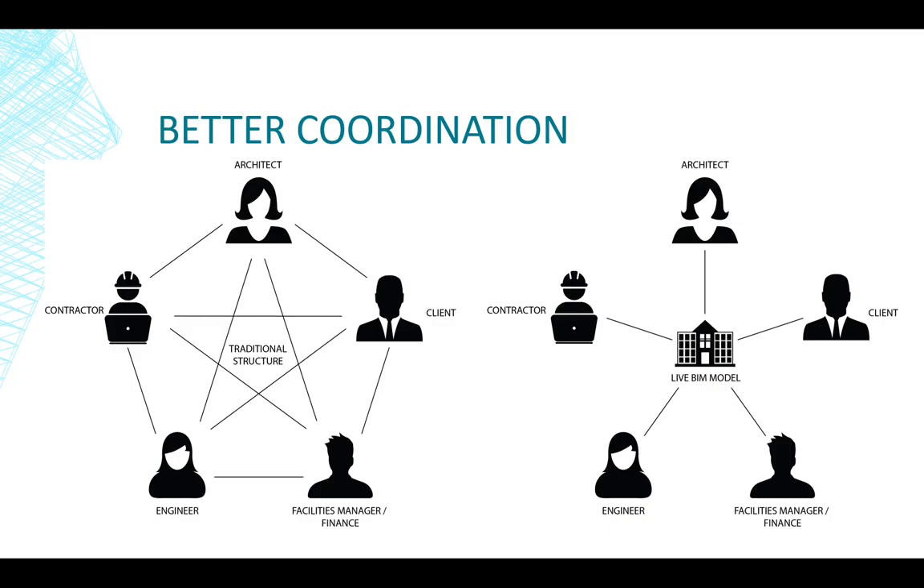On the right-hand side here, we'll see in the center, we have the live BIM model, which from our previous slides would have been called your federated model. And the architect, the client, the facilities manager, the different engineers, and the contractor can all in theory work on the same model. So if the client has some changes they want to make, they can notify the architect, and the architect can then go in and change the model, and those changes can be seen almost in real time. Again, this is the ideal BIM situation.